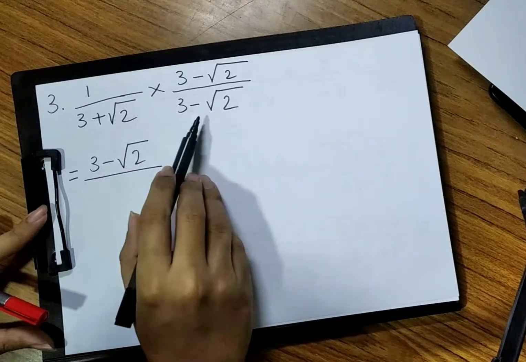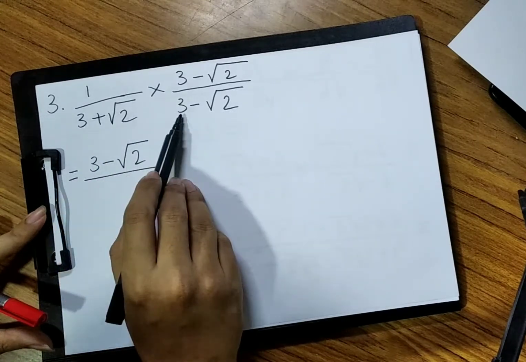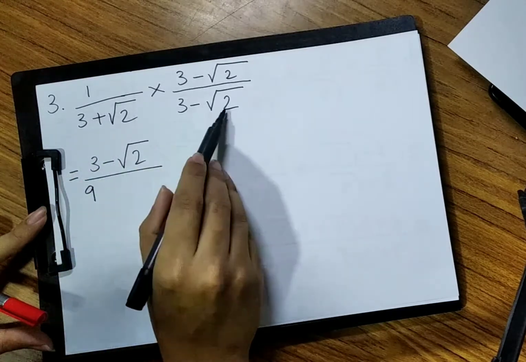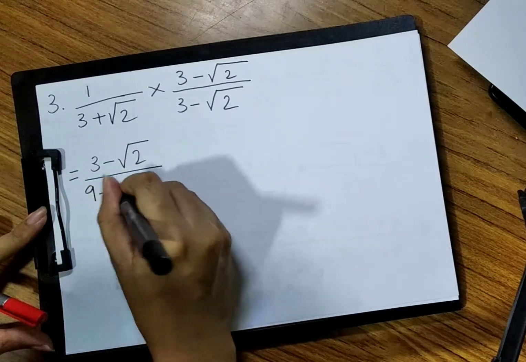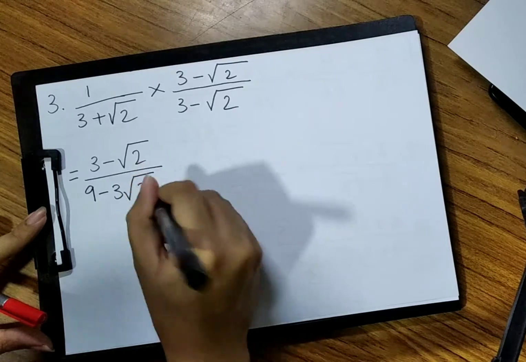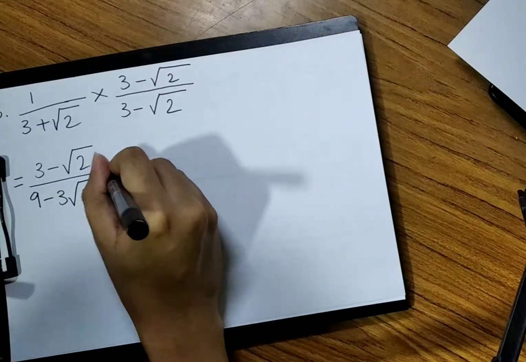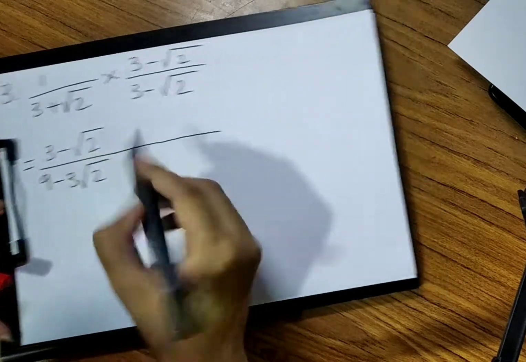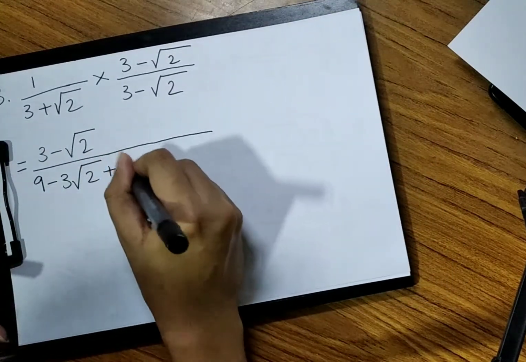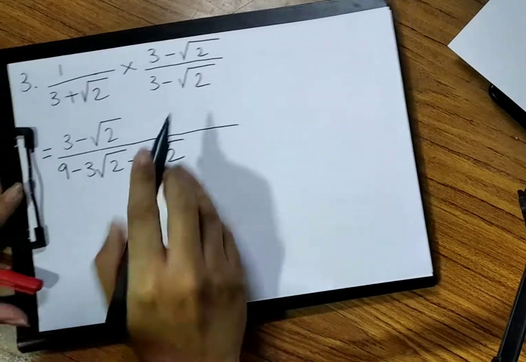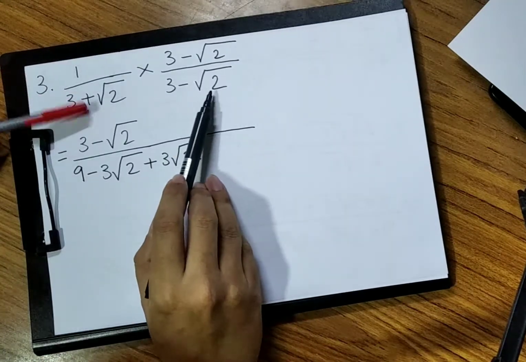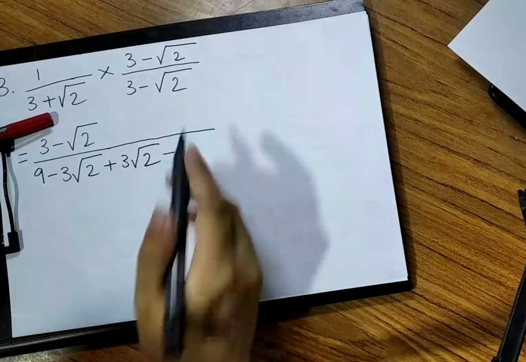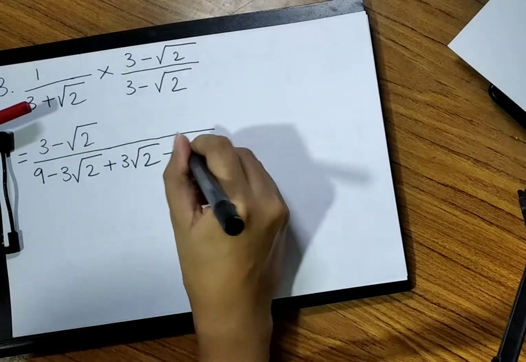And now for the denominator part, we got 3 times 3, so that will be 9. And 3 times minus root 2 will be equal to negative 3 root 2. I'll just make this a little bit longer. And then we got 3 times root 2, which is equal to plus 3 root 2. And the last one is we got root 2 times negative root 2. So the sign will be minus, and root 2 times root 2 will be equal to 2.